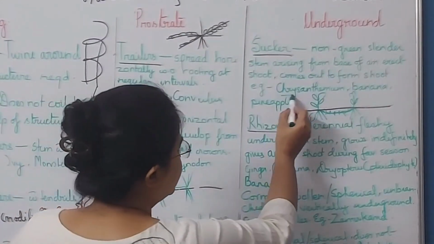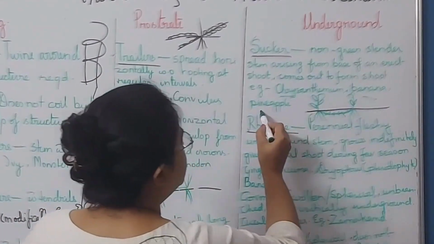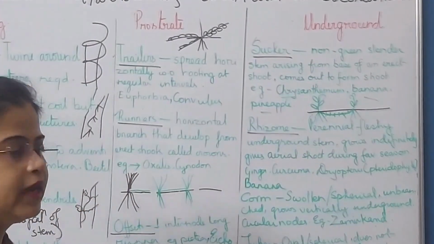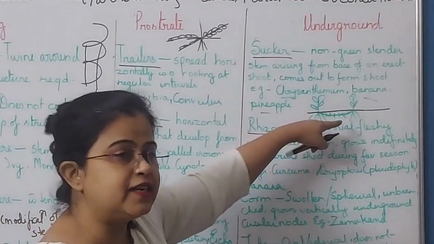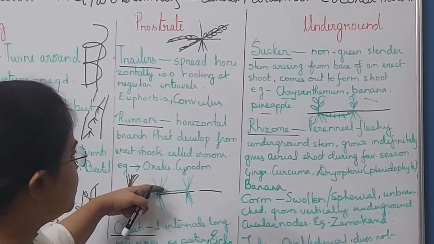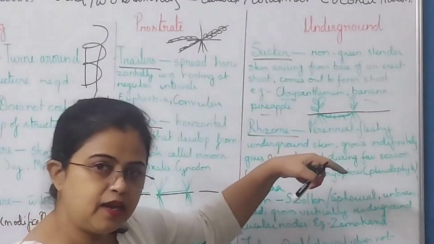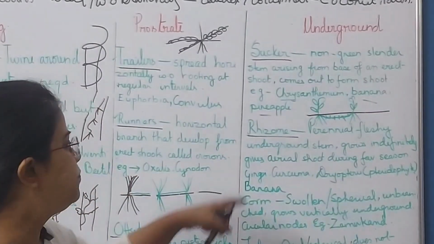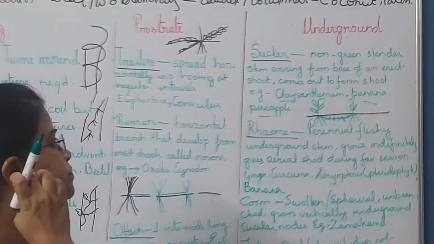कहाँ देखने को मिलता है? Chrysanthemum, banana, pineapple. Clear? And this is thin and slender. बिल्कुल जैसा ये runner होता है, उसी का ही underground version. Okay? Let's come to rhizome.